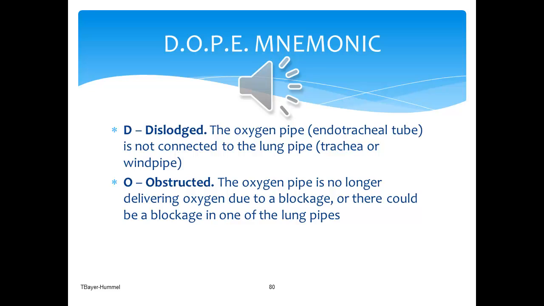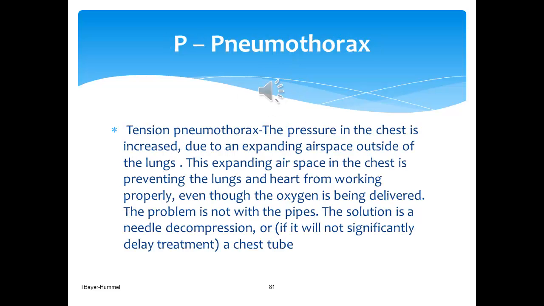The DOPE mnemonic. D, Dislodged. The oxygen pipe or endotracheal tube is not connected to the lung pipe, trachea, or windpipe. O, Obstructed. The oxygen pipe is no longer delivering oxygen due to a blockage, or there could be a P, Pneumothorax. Tension pneumothorax. The pressure in the chest due to an expanding airspace outside of the lungs.